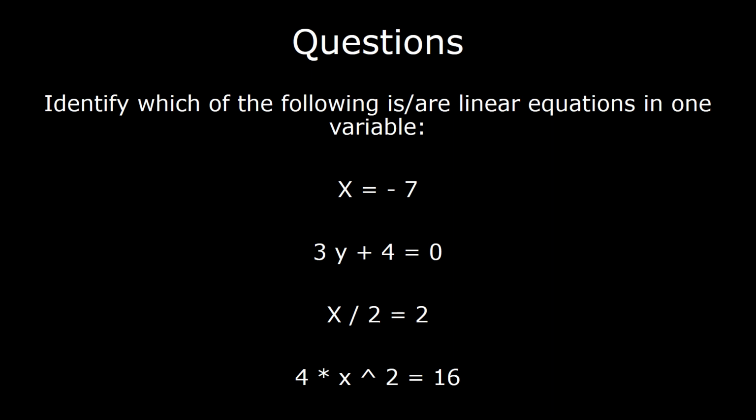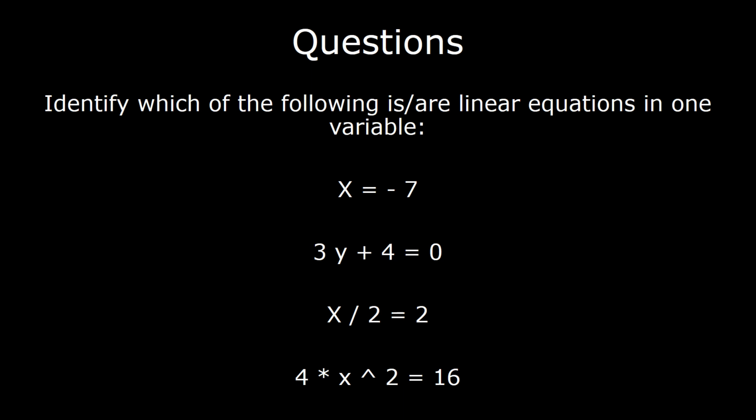Question 4. 4x square equals to 16. Again, it reminds us of ax equals to b. Comparing both, we see that a is 4 here and b is 16 here. But there's something funny going on. We don't have an x, we've got x squared. Is this a linear equation? The answer is no, it is not.